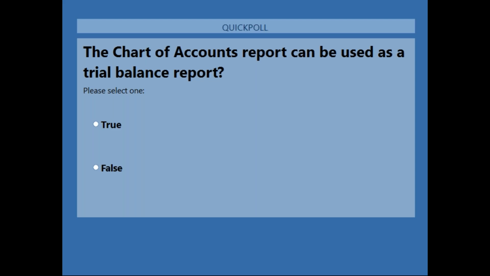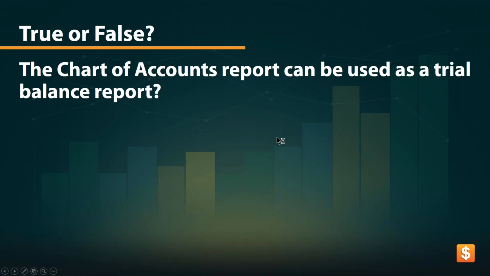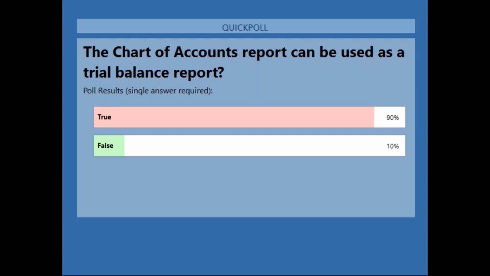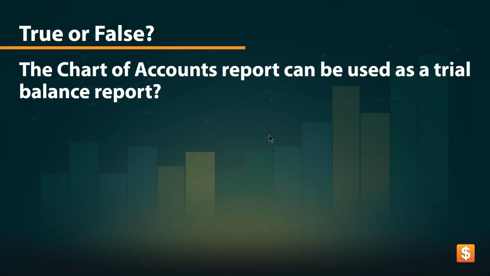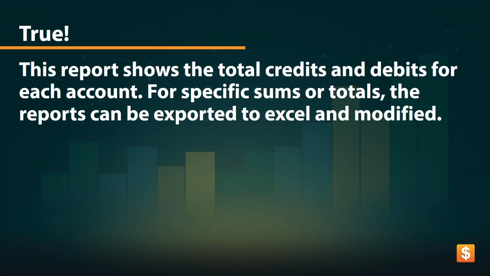Give it about 15, 20 more seconds, then we'll close the poll. Okay, I'm going to close the poll and share the results. So we had 90% say true and 10% say false. So I'm going to hide the results and share the answer. And the answer is true. This report shows the total credits and debits for each account. For specific sums or totals, the report can be exported to Excel and modified.